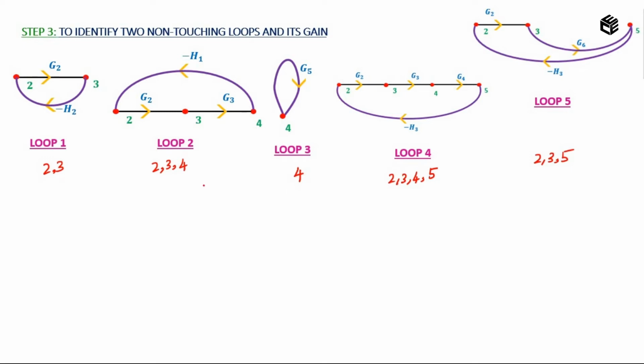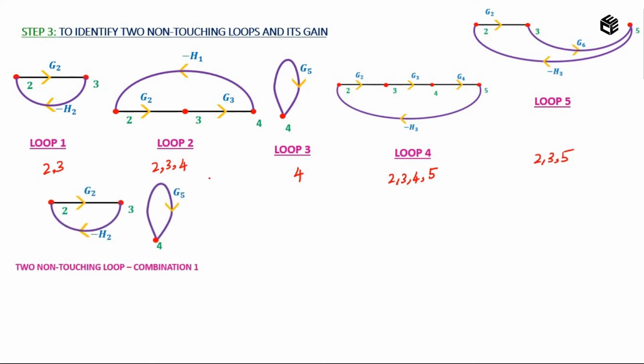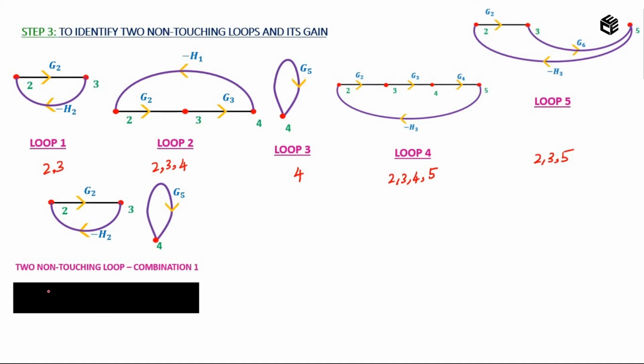Correct? Here it is 2 and 3 and here it is 4. So I am going to take that as the first combination. So how will you write the gain related to this? This is the first combination of two non-touching loops. So P12 is equal to, I am going to multiply the gains of these two loops, that is minus G2 G5 H2.